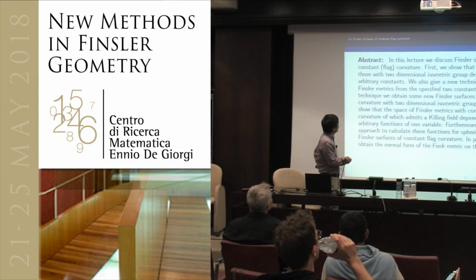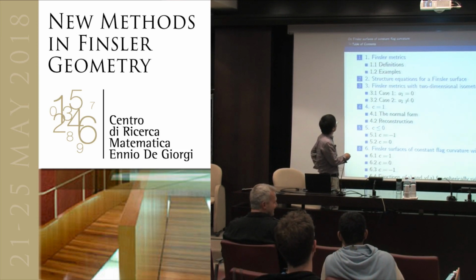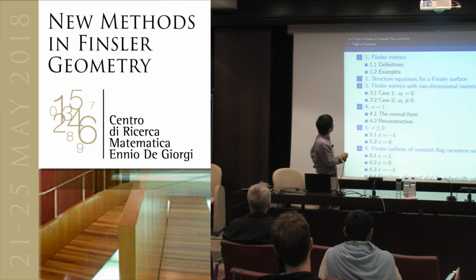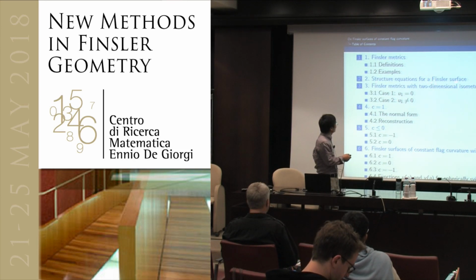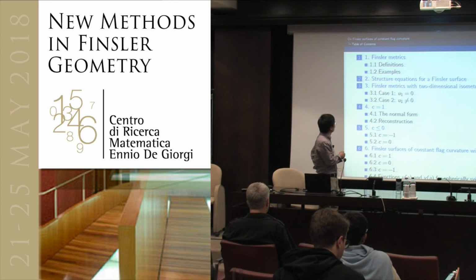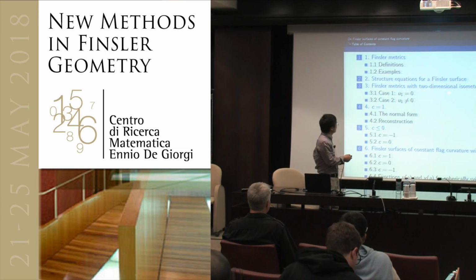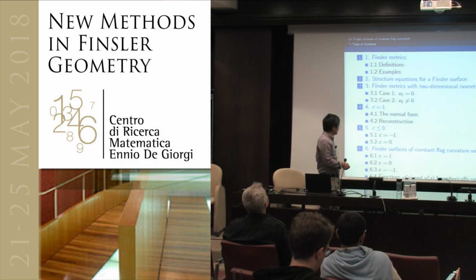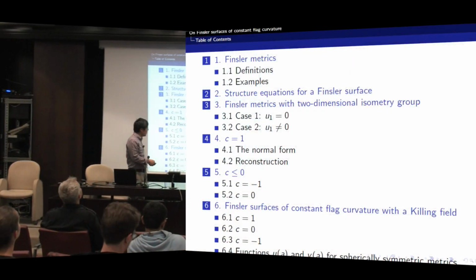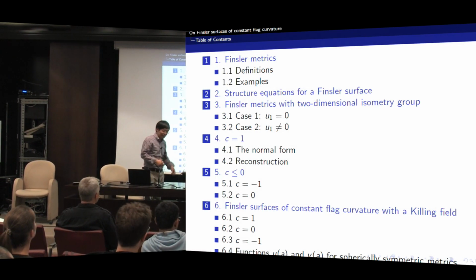This is my abstract. This is the content. The first is Finsler metrics, and the second is the structure equation for a Finsler surface, and the third is Finsler metrics with a two-dimensional isometry group, and the fourth, fifth, and the last one is Finsler surfaces of constant flag curvature with a Killing vector field.